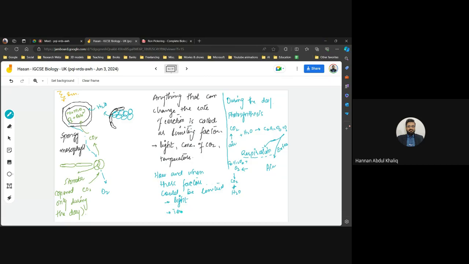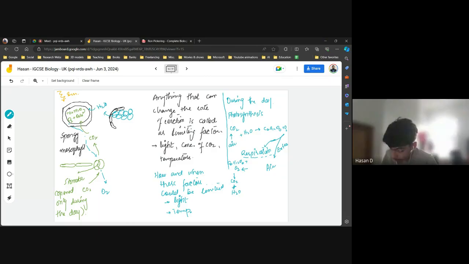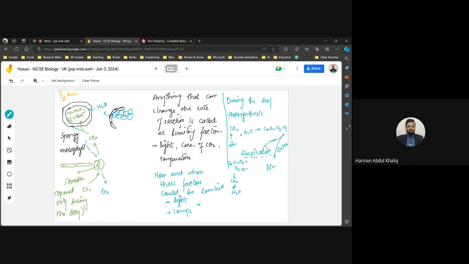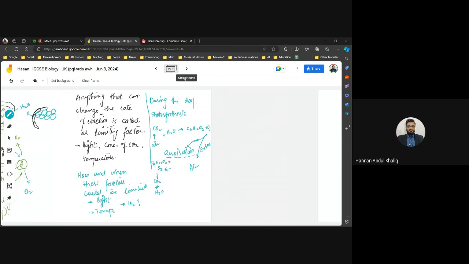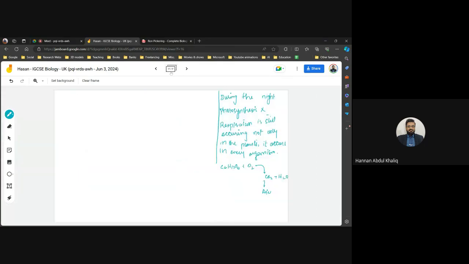A similar thing applies to the temperature. The temperature could be a limiting factor at the very beginning of the day or at the end of the day. Am I right? But when would the carbon dioxide be a limiting factor? The carbon dioxide mostly is not a limiting factor, but its amount can rise and fall.